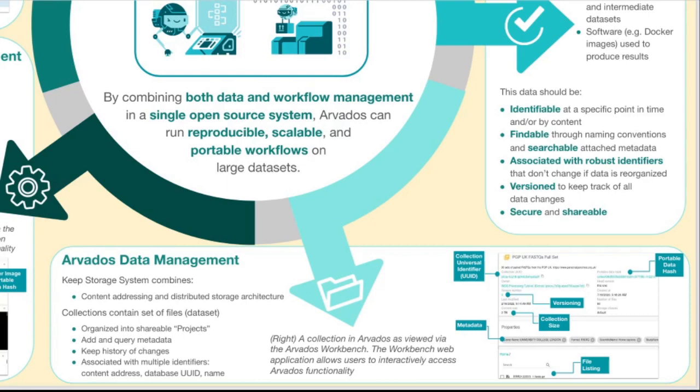Collections can be identified in the system several different ways. First is by content address, which is based on a hash of the collection's file contents. The content address changes if any of the files change. The second is by database UUID. Content addresses and database UUIDs are robust identifiers for the collection. You can safely reorganize a project hierarchy or move or rename the collection and have the robust identifiers continue to refer to the same collection wherever it ends up.